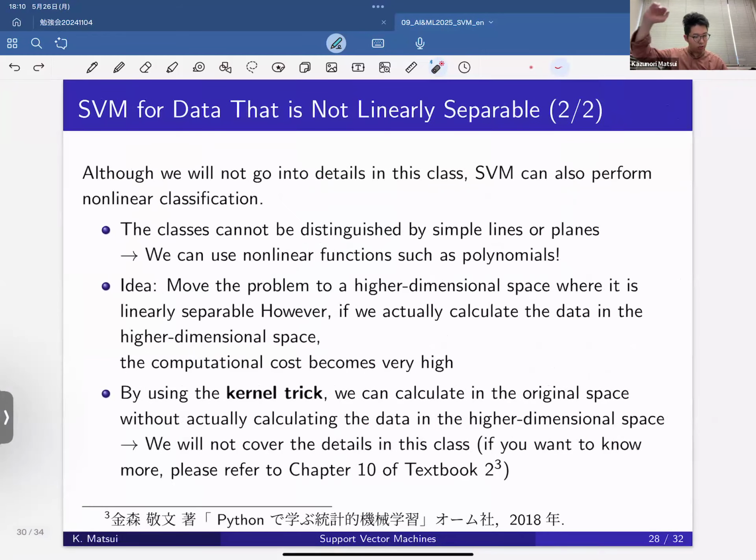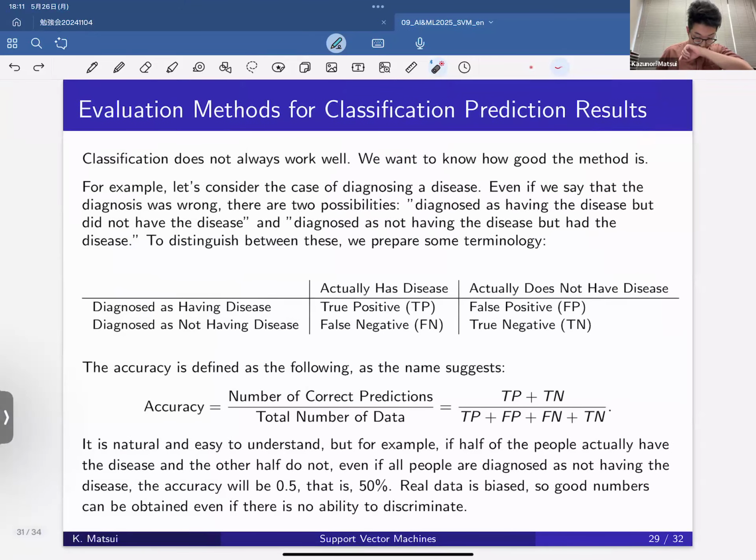However, if we actually calculate data in higher dimensional space, the computational cost becomes very high. So by using the kernel trick, there is a known method that allows us to calculate in the original space without actually calculating data in higher dimensional space. We will only introduce this topic in words and refer you to the textbook. So this concludes our discussion of support vector machines.